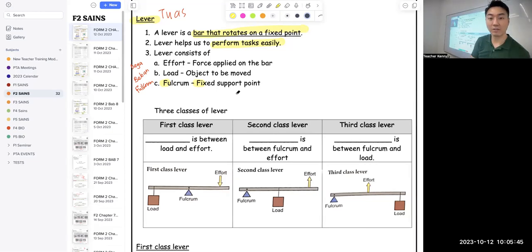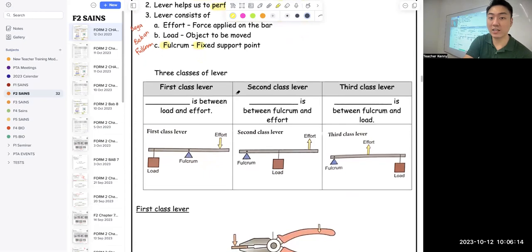So effort is basically where you put your energy, where you put your force, where you push, where you pull. If I push here, my effort is here. If I lift up, then my effort is here. Understand? Load is what you want to lift up. Maybe I have a box over here that I want to lift up. Then this is called my load. The object you want to work on, like carrying the sand.